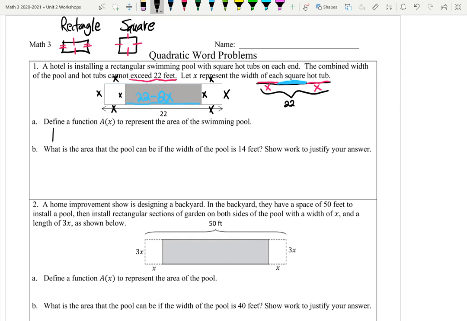The area is going to be equal to length times width. So I'm going to multiply 22 minus 2x times the width, which is x. I'm going to take a moment to distribute my terms, and watch what I'm going to do. I'm going to multiply it to the term on the right first, that way I don't have to rewrite it in order. Plus 22x.